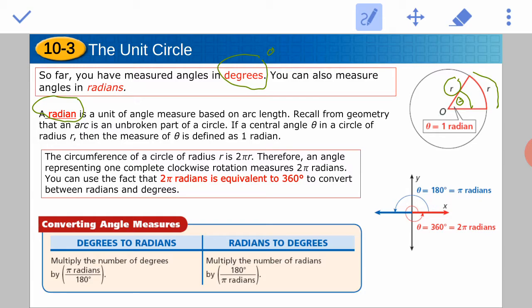The relationship between the degree system and the radian system is that 1 complete round is equal to 360 degrees and is equal to 2 pi radians. Why 2 pi? Because the complete circle circumference is equal to 2 pi. So 360 degrees is equivalent to 2 pi radians, and 180 degrees is equivalent to pi radians. To convert angle measures from degrees to radians, multiply times pi over 180. When you do the opposite, converting from radians to degrees, you multiply times 180 over pi.